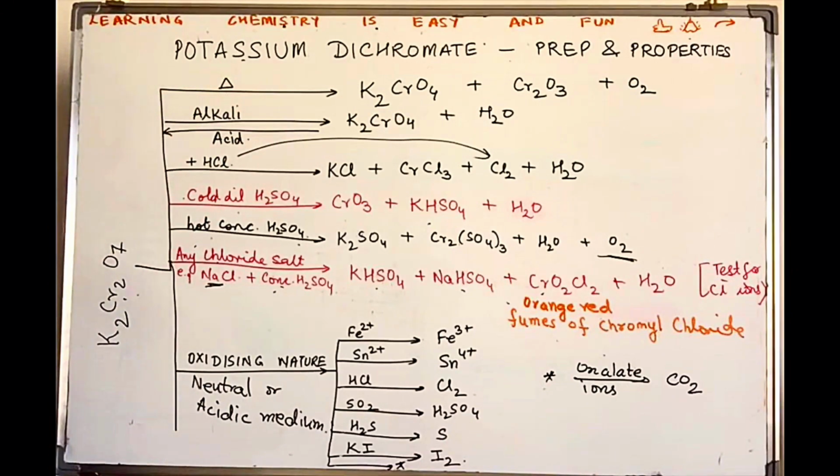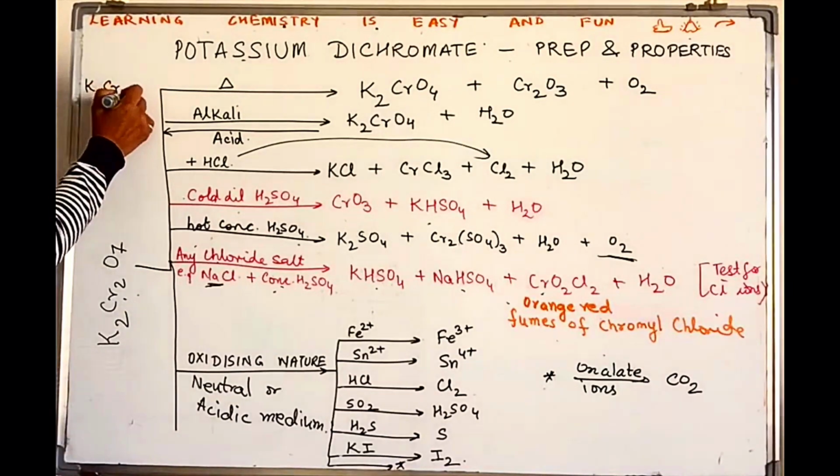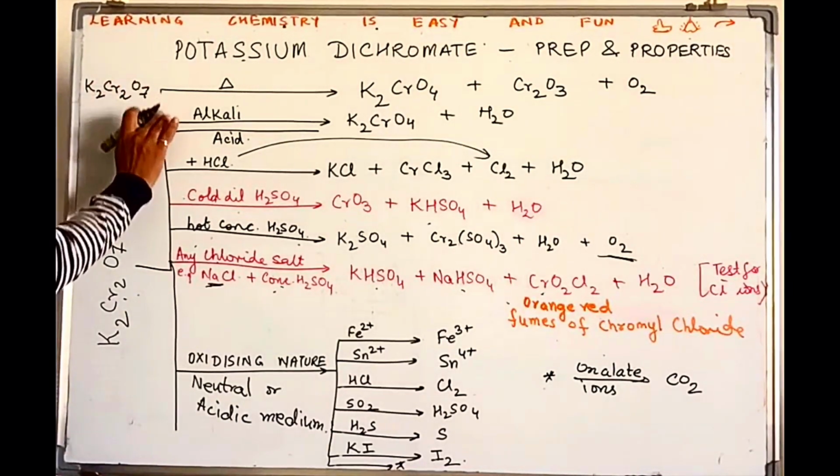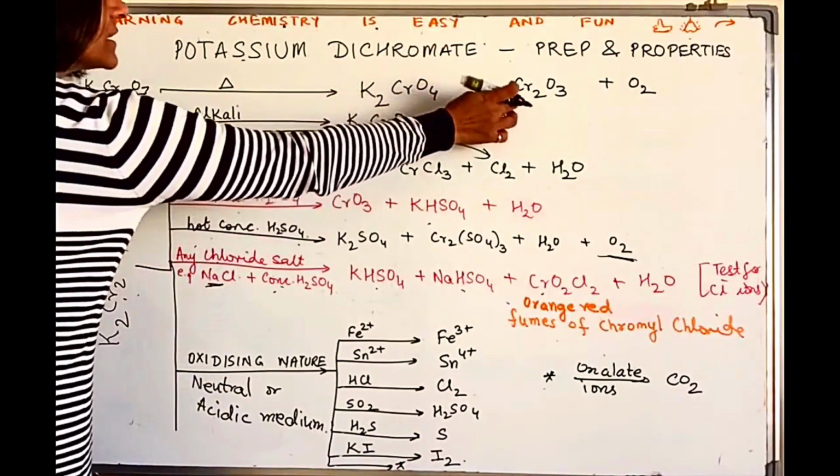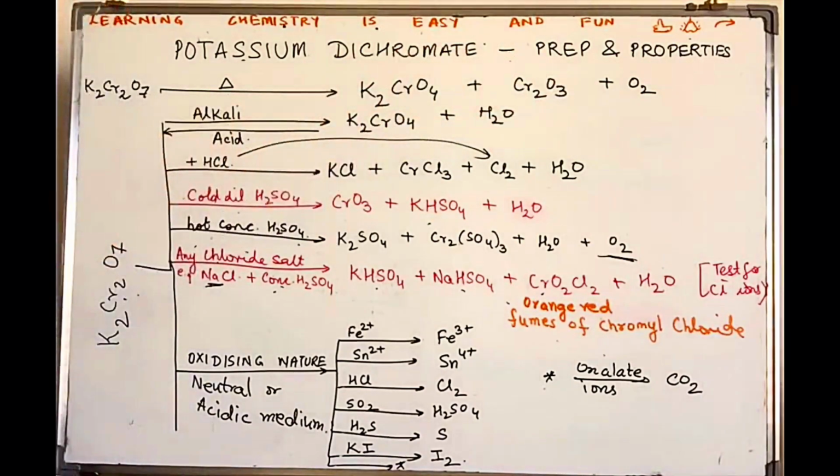We can write, if you have the flow chart in front of you, K2Cr2O7 on heating gets converted to K2CrO4 plus Cr2O3 plus oxygen. Have you written this equation? Have you balanced it as well? Please balance it. Let's write the second equation from this.